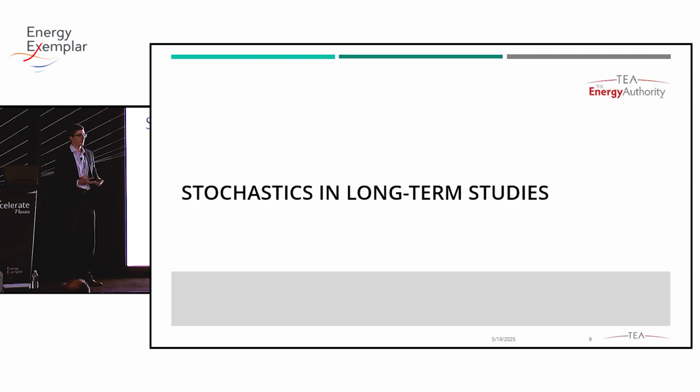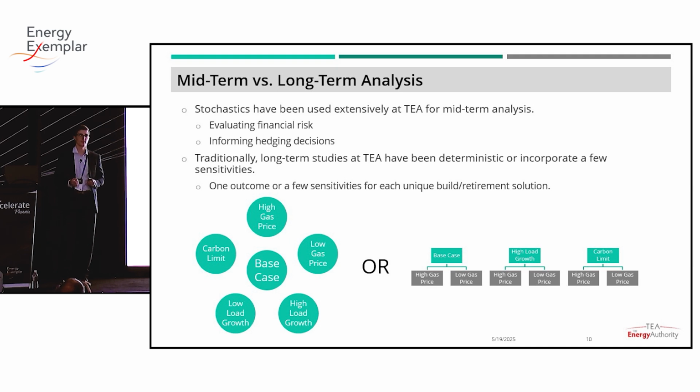So shifting gears to the long term, traditionally at T, we utilize stochastics really heavily in midterm analysis, but not so much in long-term analysis. When I say long-term, I mean integrated resource planning studies, so studies that are going out 20 plus years into the future. And generally, we always ran deterministic simulations for these resource planning studies. We would run a base case simulation and determine optimal resource investment or retirement decisions going out 20 years. And then we would run scenarios.